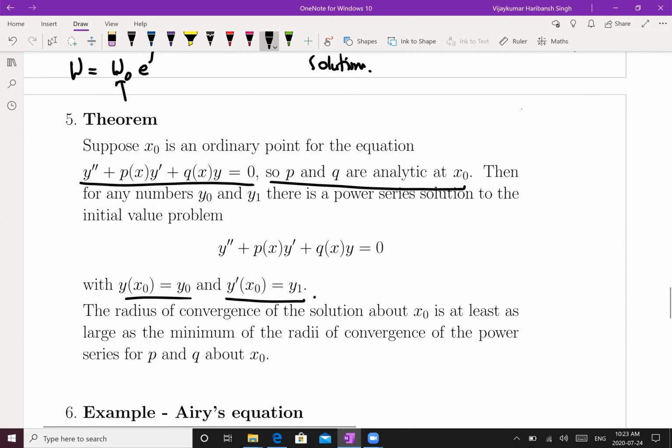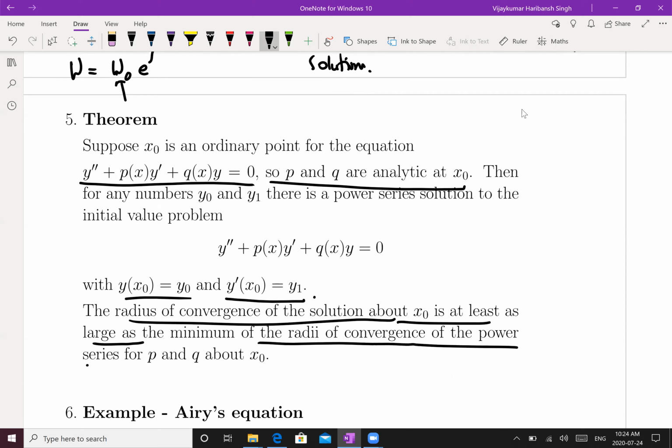Now, our solution is given in terms of power series. So we are interested in what the radius of convergence will be, right? The radius of convergence of the solution about x naught is at least as large as the minimum of the radii of convergence of the two power series P and Q about x naught.